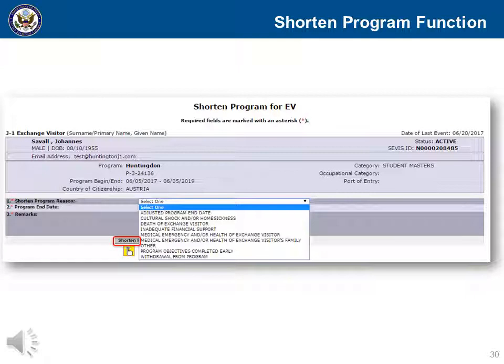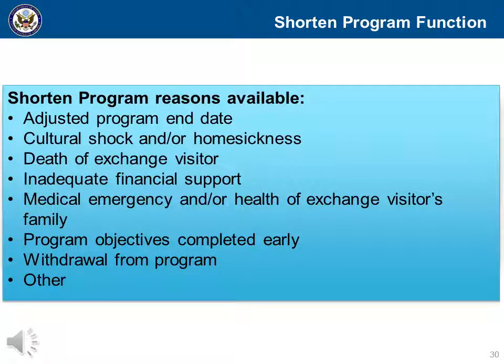The shortened program reasons that are available from the drop-down menu are adjusted program end date, cultural shock and/or homesickness, death of exchange visitor, inadequate financial support, medical emergency and/or health of exchange visitor's family, program objectives completed early, withdrawal from program, and other.